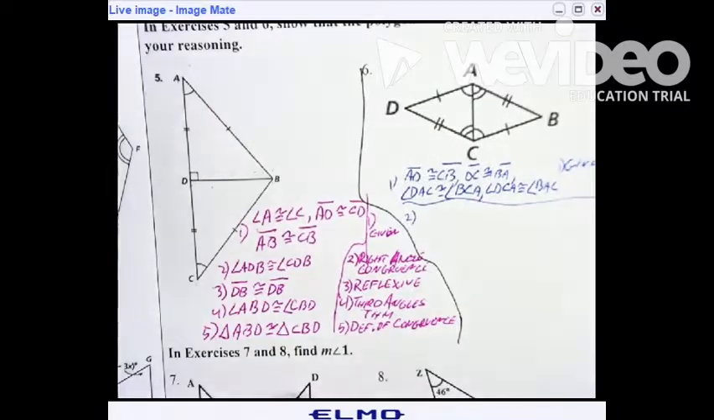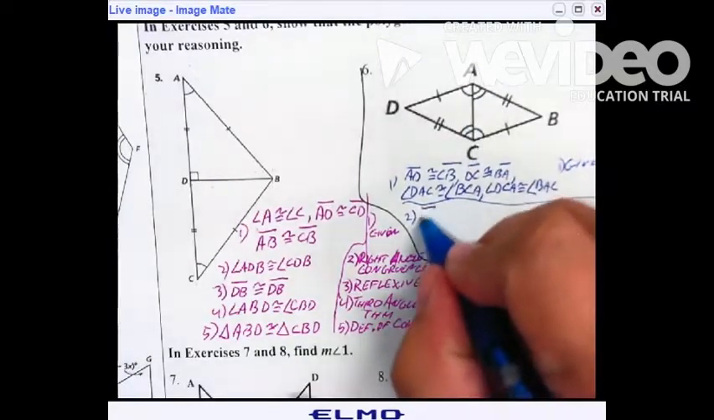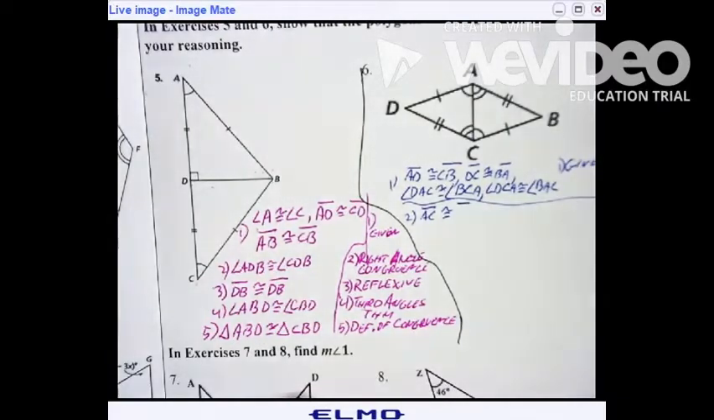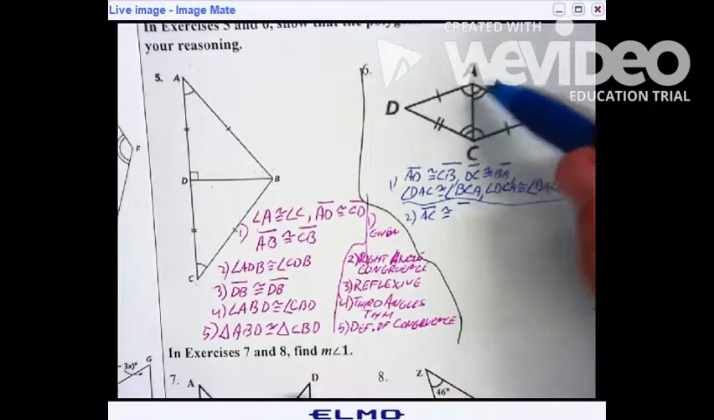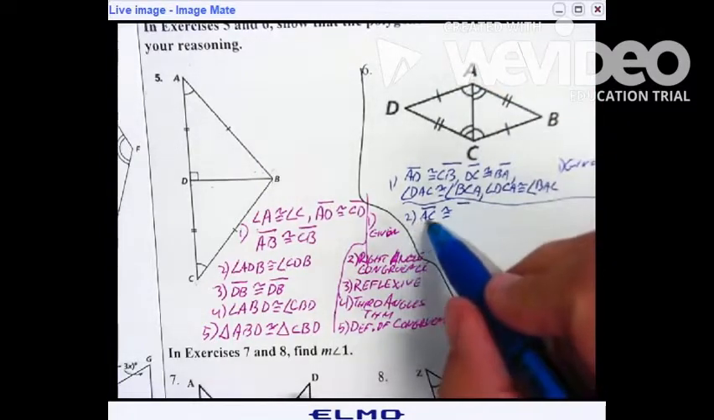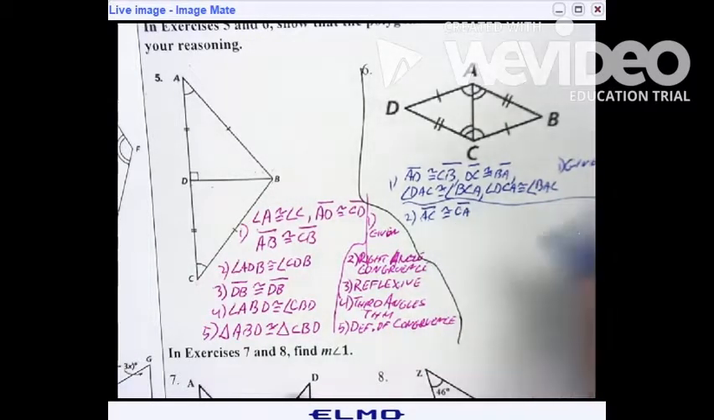Next thing, what else do I know? Hey, this is real easy. Segment AC is congruent to segment, not to segment AC. Because this vertex doesn't match up with this vertex. That A in this triangle matches up with C in that triangle. So instead of saying segment AC is congruent to segment AC, what we're going to say is segment AC is congruent to segment CA. Why? Because they're the same segment. That's reflexive property. So 2, this is reflexive.